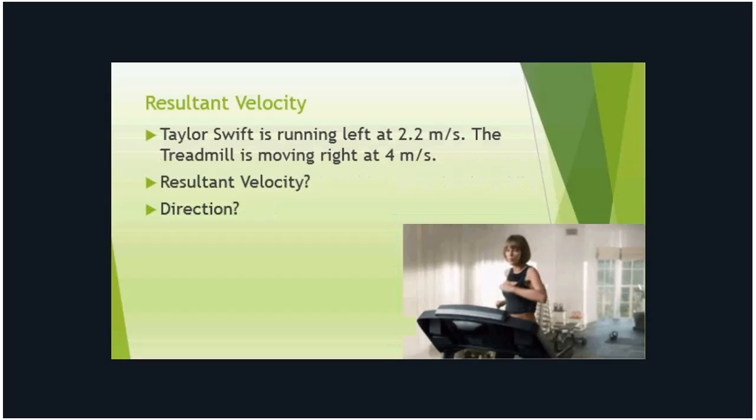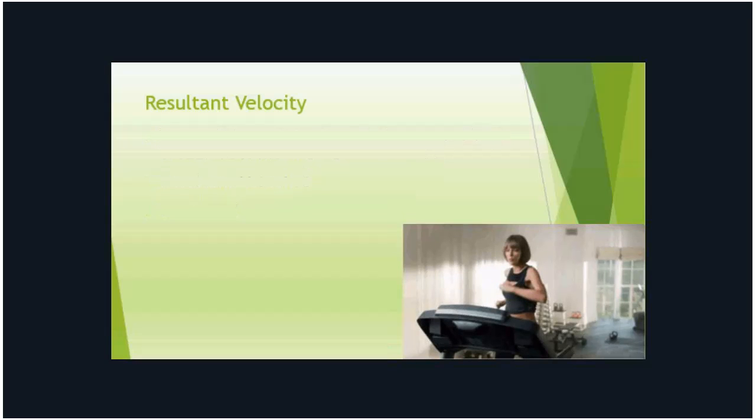Taylor Swift is running left at 2.2 meters per second. The treadmill is moving right at 4 meters per second. If you notice, right and left are opposite, meaning that I should subtract these two numbers. I'm going to take 4 minus 2.2, and that would give you 1.8 meters per second.